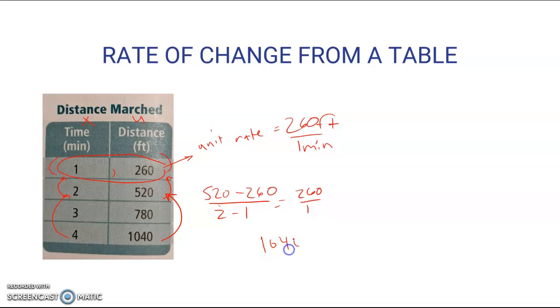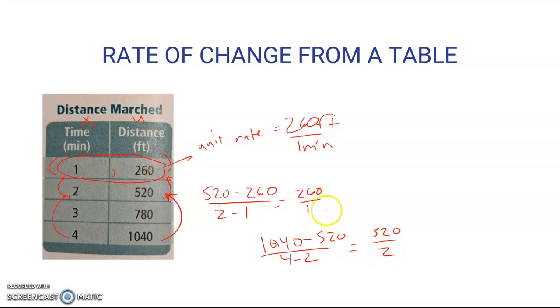So once again, I could do this, right? 1040 minus 520. Zeros kind of look like 6s, so don't get that twisted there. Over 4 minus 2. And if you had calculators, you could do this. 1040 minus 520 is a pretty easy one to see. It is 520 over 2.